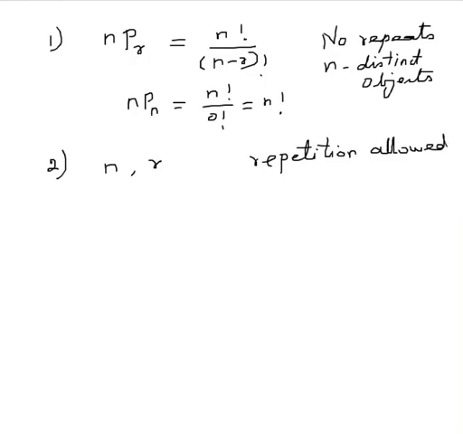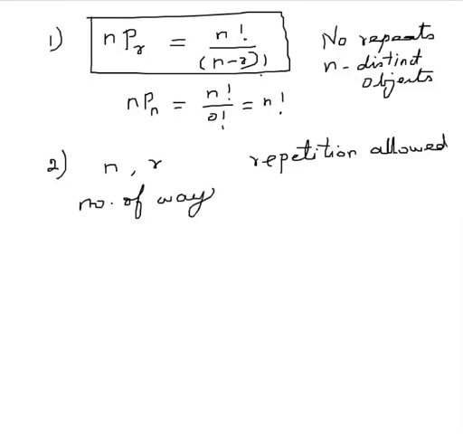If repetition is allowed, I told you we cannot use this nPr formula. So it becomes n power r. So number of ways is equal to n into n, r times. So it becomes n^r. This is the second formula where repetition is allowed.